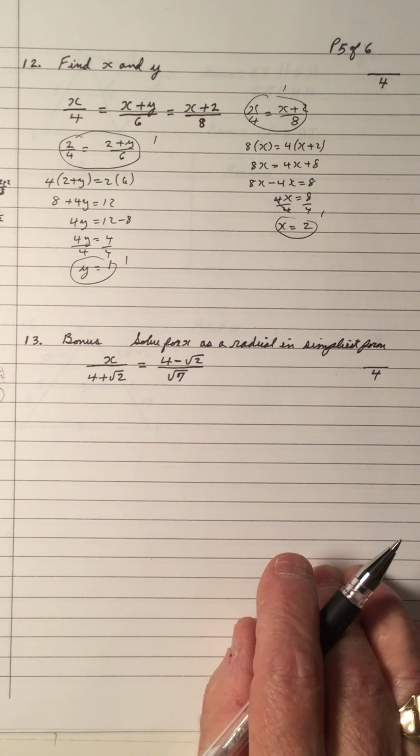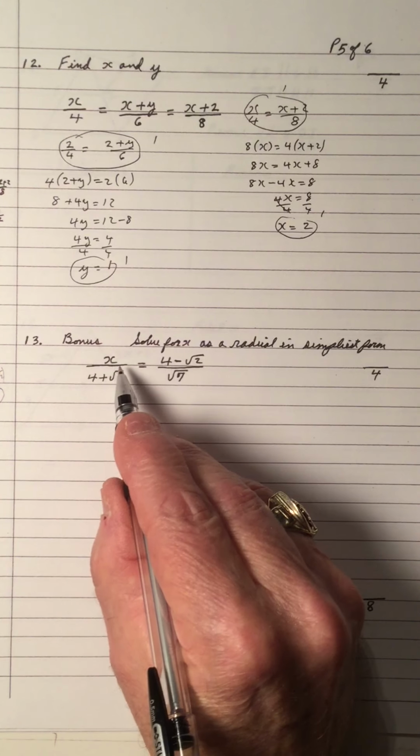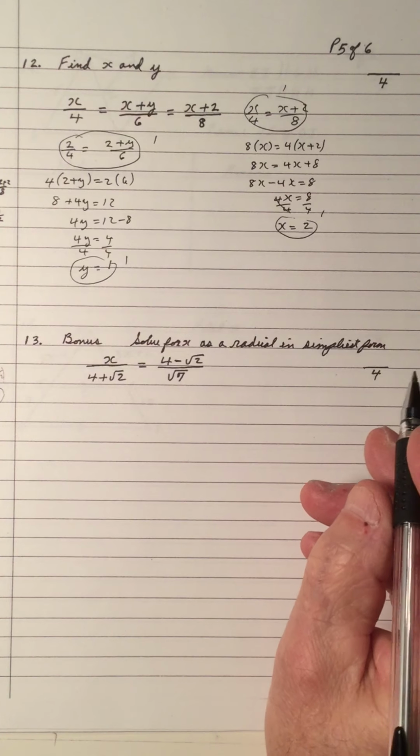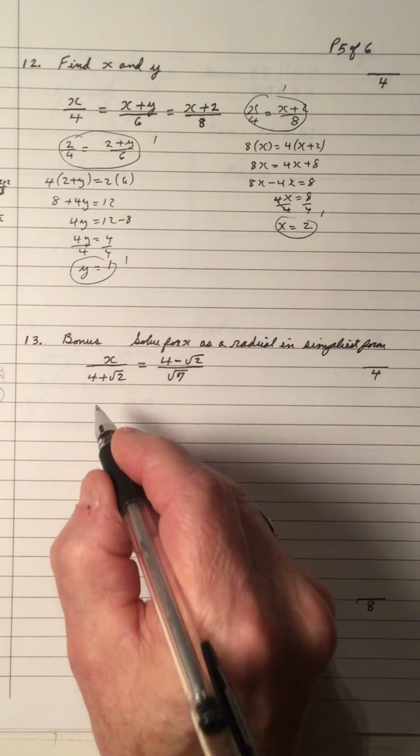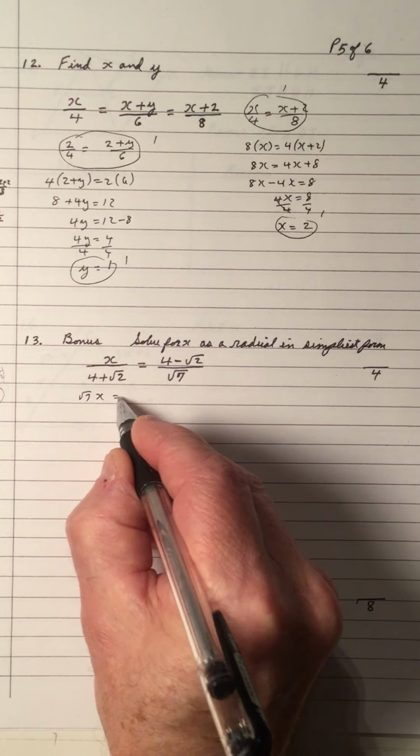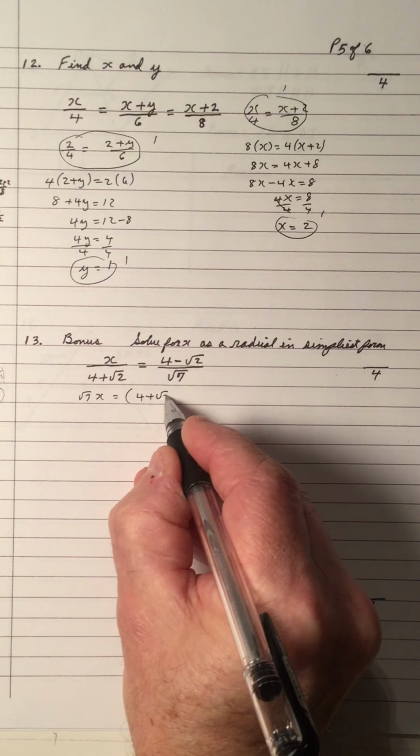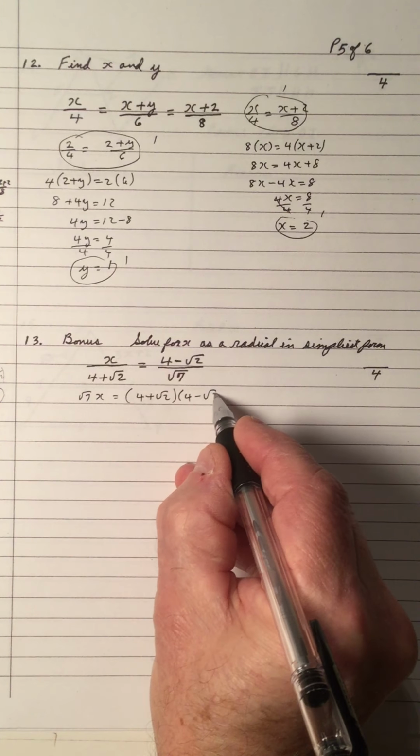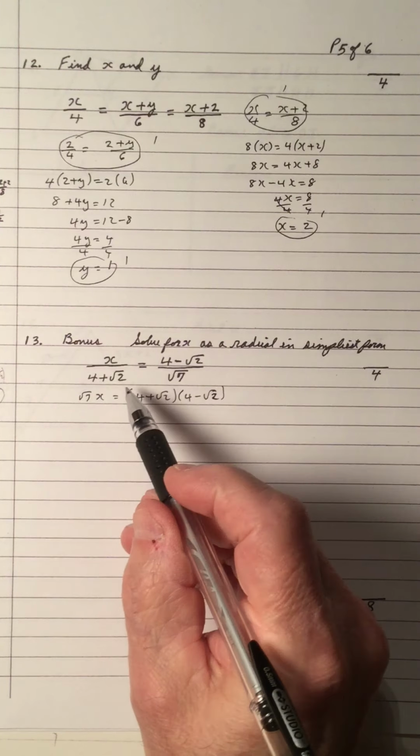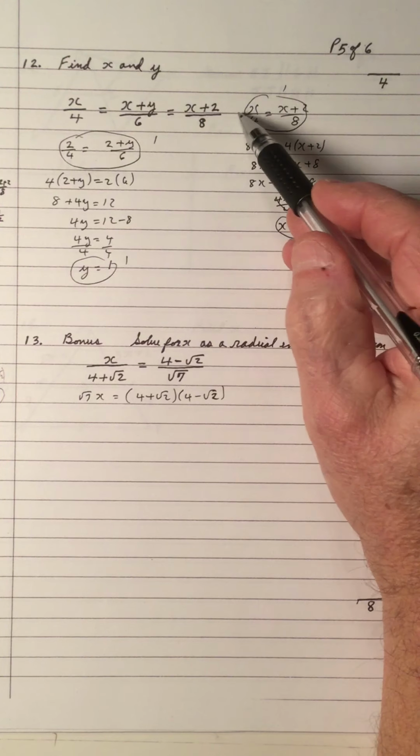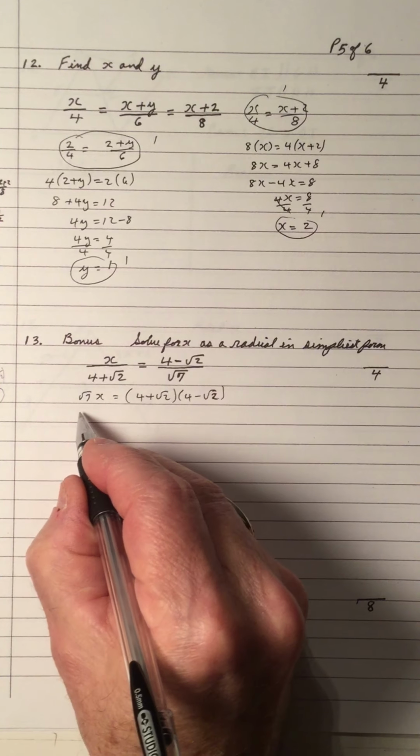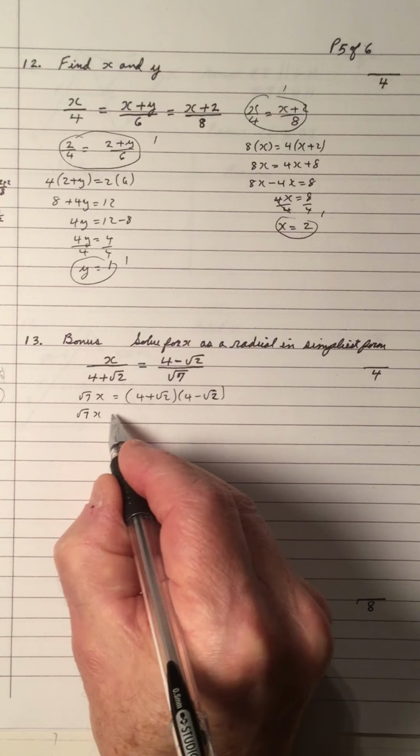And number 13, we have a bonus question. Solve for x as a radical in simplest form. So you probably didn't see one like this, but I have a proportion, so I'm going to cross multiply. So root 7 times x equals 4 plus root 2 times 4 minus root 2. Sometimes with math, you have to go with your instincts, and because you have a proportion that looks like this, we have to cross multiply and let the math flow. So root 7x can't be simplified.